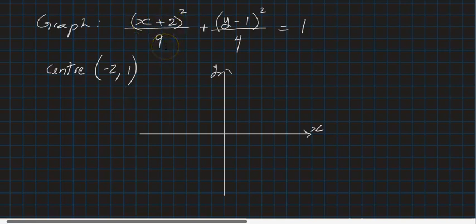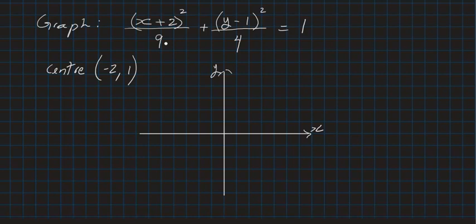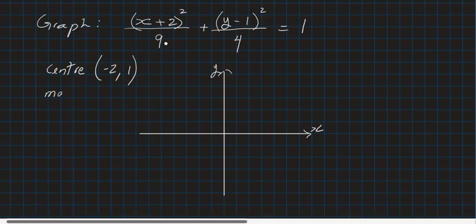And then we need to figure out which one is the major axis, which one is the minor axis, in terms of horizontal and vertical. So notice that 9 is bigger than 4. Now remember that this value has been squared already. So the actual a value, or the half of the major axis, is going to be horizontal because it's under x. That gives you a horizontal major axis. So it's 9, the square root of 9 is 3.